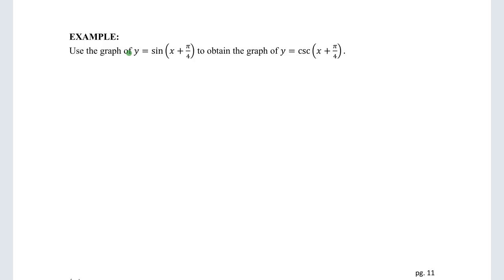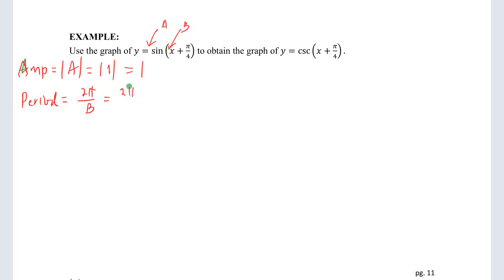I'm going to start with solving for the amplitude. We know that the amplitude is the coefficient in front of the function. In this case, the amplitude is simply 1. Now the period. We know that the period is equal to 2 pi over b, and b here is simply 1. So 2 pi over 1 gives us 2 pi.